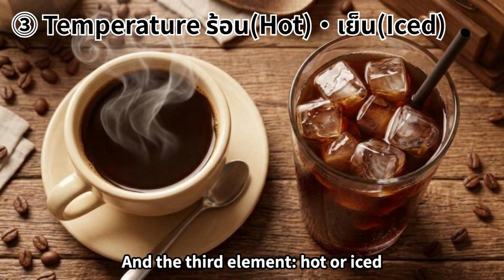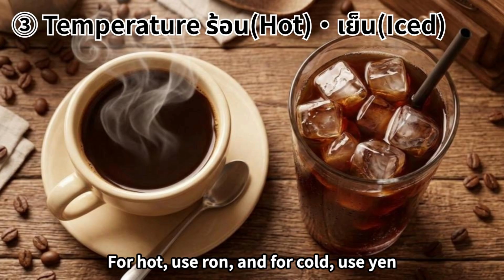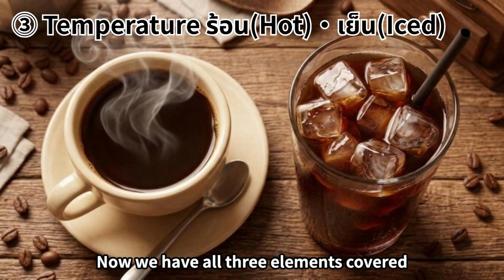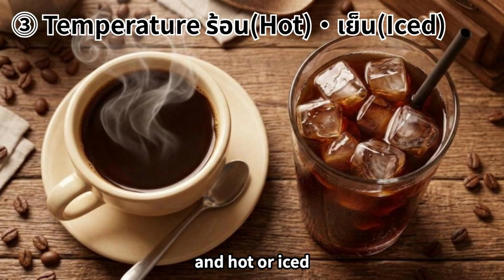And the third element, hot or iced. If you don't specify this, even the staff will be at a loss. For hot, use ron, and for cold, use yen. Now we have all 3 elements covered. Make sure you remember to say these 3 together as a set: type of drink, container unit, and hot or iced.